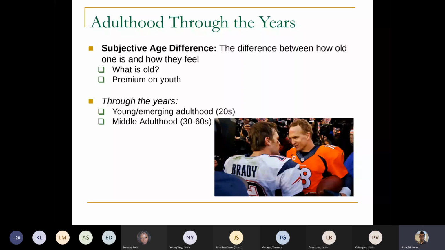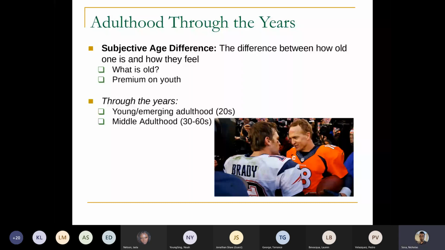Middle adulthood is also where we start to see a lot of declines in athletic ability, right? In fact, there's a reason why in the NBA and the NFL, sports players often retire by their late 30s, early 40s, because they're just really not the same guy at that point, right?